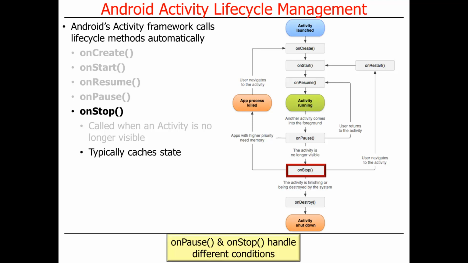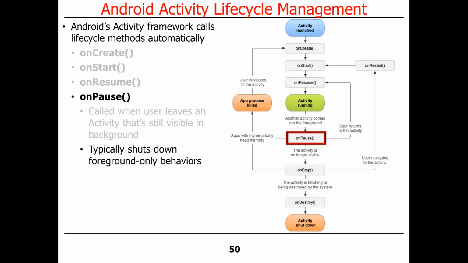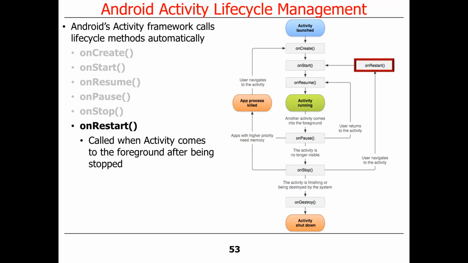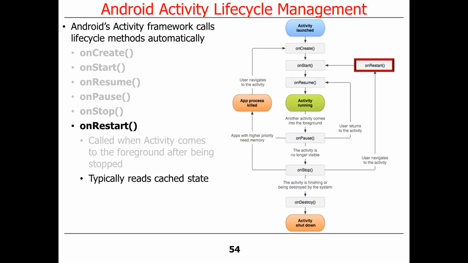And the key thing to note is onPause and onStop handle different conditions. So onPause is used when you lose focus but you're still visible. onStop is called when you're no longer visible either. So you can see one is kind of a subset of the other. When something is no longer visible, it's also paused, but you may be paused but not invisible. There's also something called onRestart, which is called when an activity comes to the foreground after being stopped. So it doesn't start over again, it's restarted. And it typically reads any cached state and refreshes the views and other things that are user interface oriented.